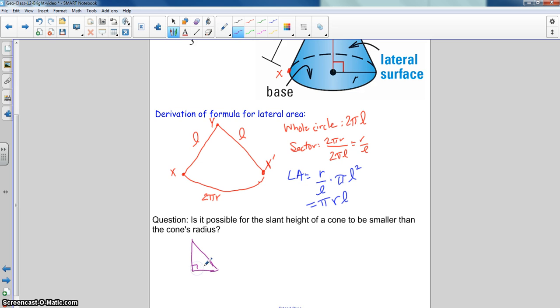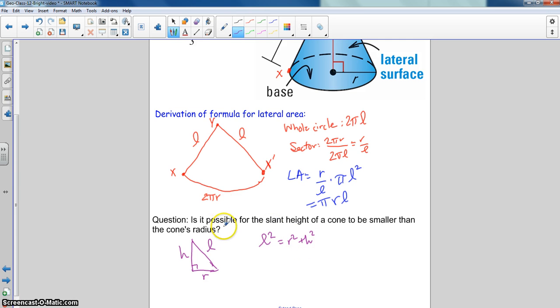And so this would be perpendicular, this is the radius, this is the slant height, and this is the height of the cone. So if I have a right triangle, I know that I have the relationship L squared is equal to R squared plus H squared.